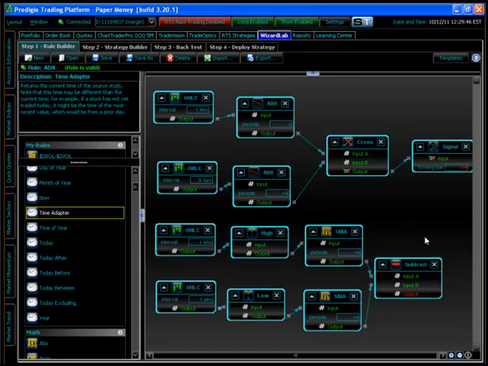What you should be noticing is I'm not typing anything right now. You can probably hear my keystrokes if I type on the keyboard. I'm building these strategies with my mouse, and I'm not typing anything at all. Now, you can type certain things, like if I want to edit these periods, I can type in 100, etc.